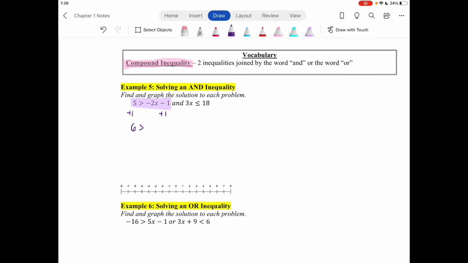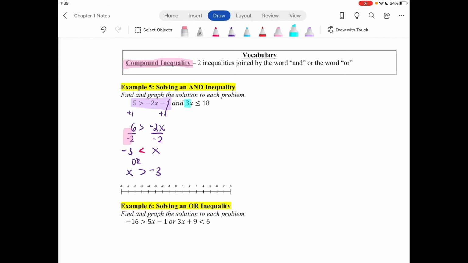So 6 is greater than negative 2x. Then we need to divide both sides by a negative 2. And remember, when we are dividing by a negative, that is going to flip our inequality symbol. So now it's going to be less than. And we have -3 is less than x. Or we could also write this as x is greater than -3. Remember, if we flip the order of the inequality, we also need to flip the inequality symbol.